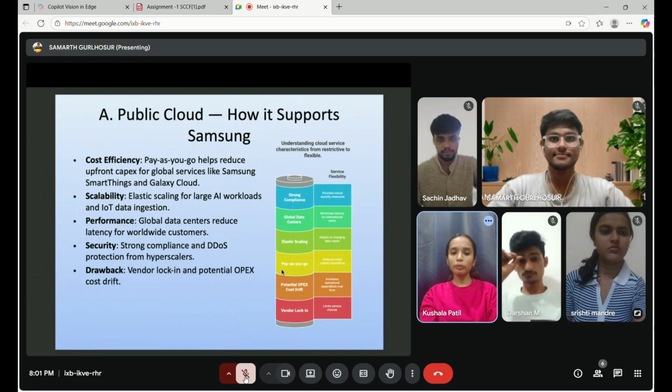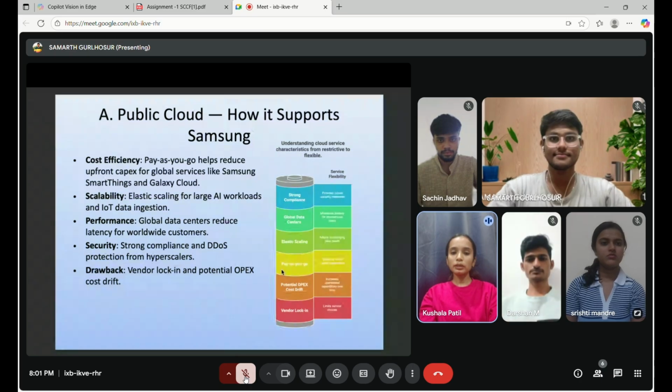It shows cloud services characteristics from fixed to flexible. The top layer's benefits are strong security, global access, and flexibility. The bottom layer, in orange or red color, shows drawbacks such as higher long-term cost and vendor dependency.